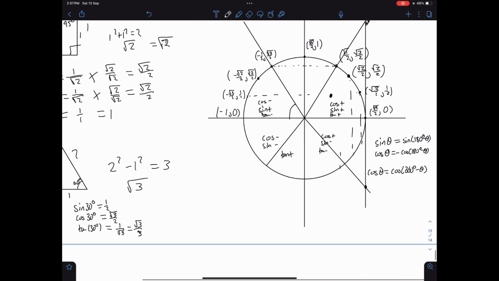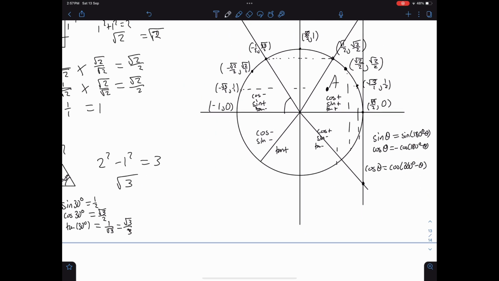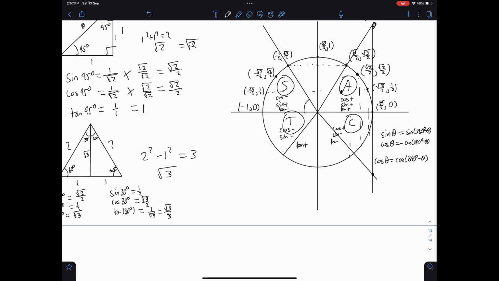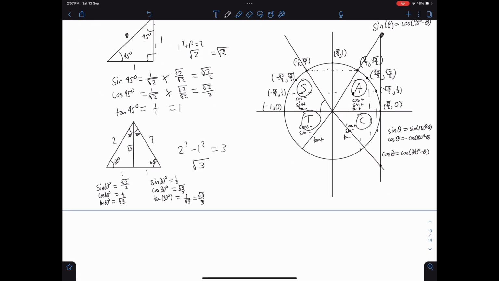And so that's why you sometimes see ASTC, which stands for all positive, sine positive, tan positive, and cosine positive in the quadrants as you go anti-clockwise. Cambridge, I think in their textbook they say, all students trust Cambridge. Bit of self-plug there, but if that works for you, then that's fine.